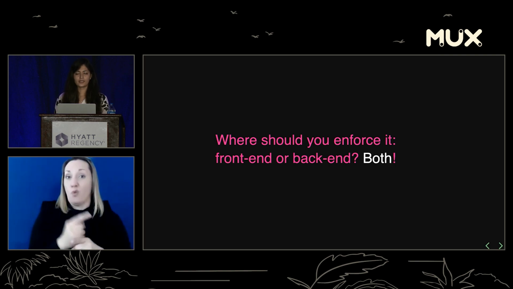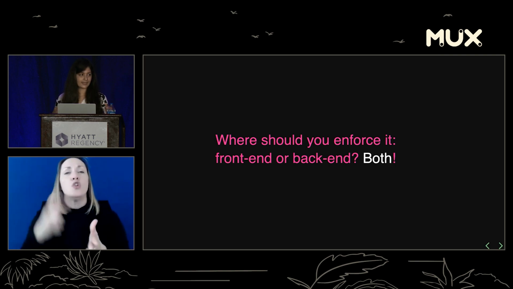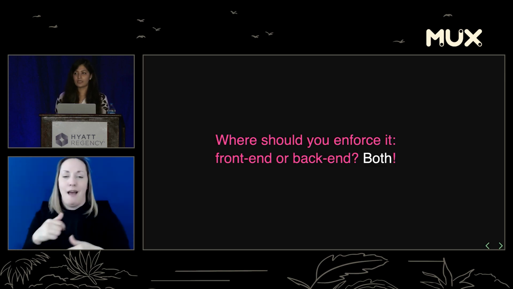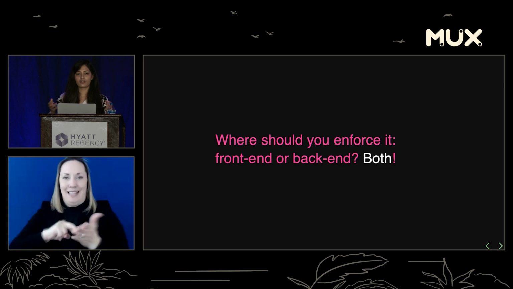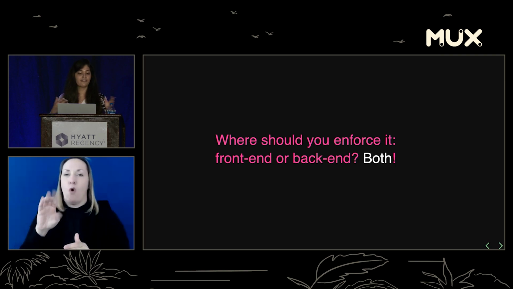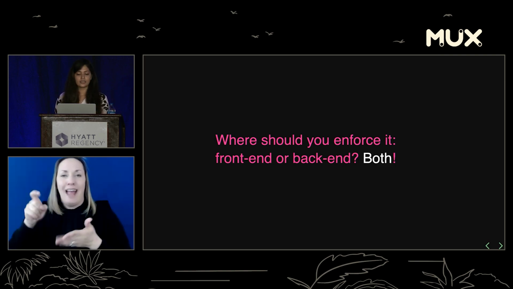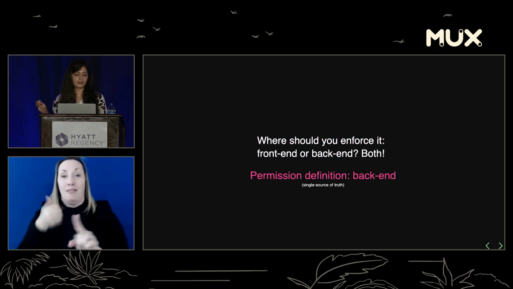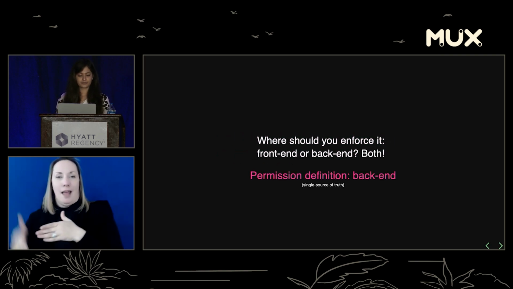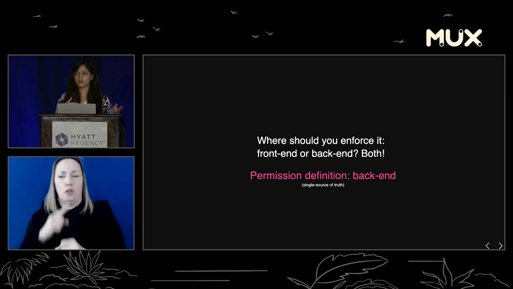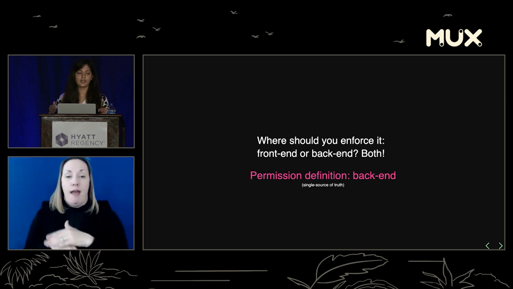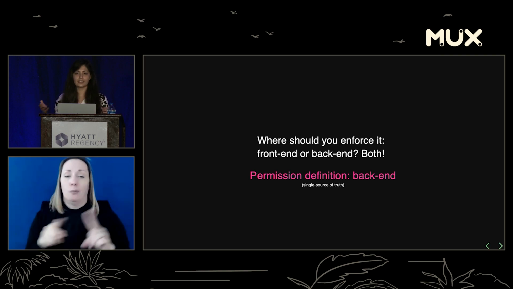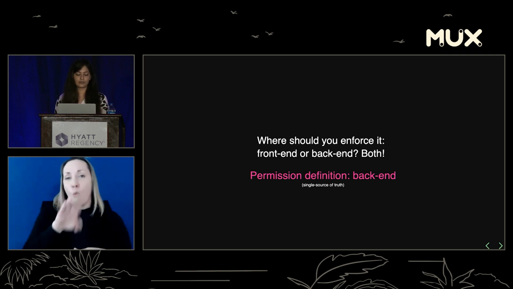Also, notice how I'm talking about permission or access control enforcement and not permission definition. That is because while these enforcement or checks need to be performed on both the front end and the back end, the definition of the rules themselves need to be on the back end as a single source of truth. This is so that the same access control rules can be uniformly applied across all backend services and multiple front ends like your web and mobile and so on, and without any rule duplication.